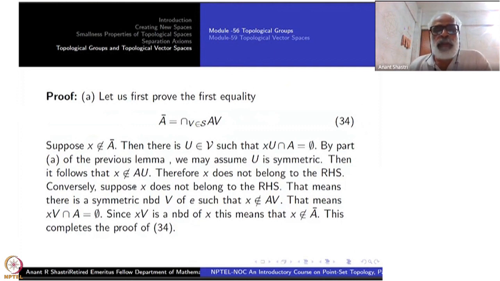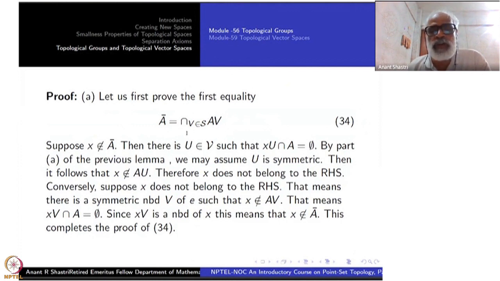Now it follows that X is not in AU. See, I have AB intersection C is empty, which implies A intersection B C inverse is empty. That is what I'm using here. So if this is empty, X cannot be in AU. Now this is symmetric. Therefore, it is one of the members here. So that means that X cannot be in the intersection. Okay. So one part we have done.